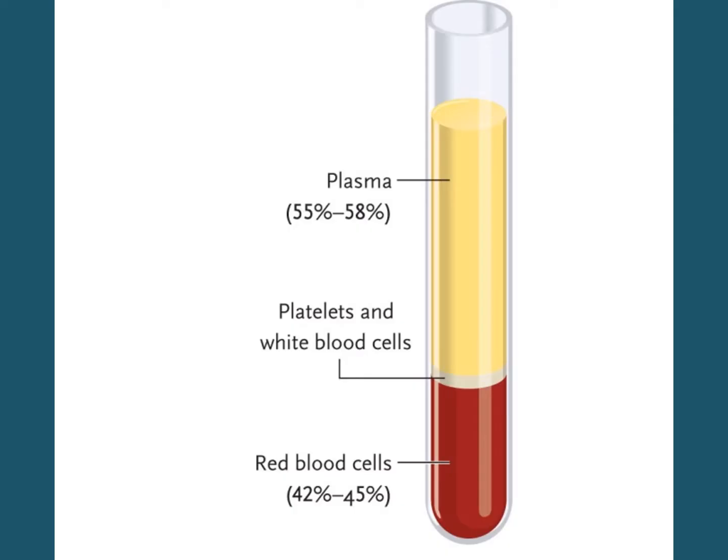This diagram depicts whole blood that's been separated in a centrifuge. Red blood cells are the densest substance, and so they sink to the bottom. You can see the red blood cells make up about 45% of the total volume of the blood. In the middle is a thin white layer, sometimes called the buffy layer. This contains blood platelets and white blood cells. And up above, the straw yellow layer is the blood plasma, which makes up over 50% of the volume of blood.